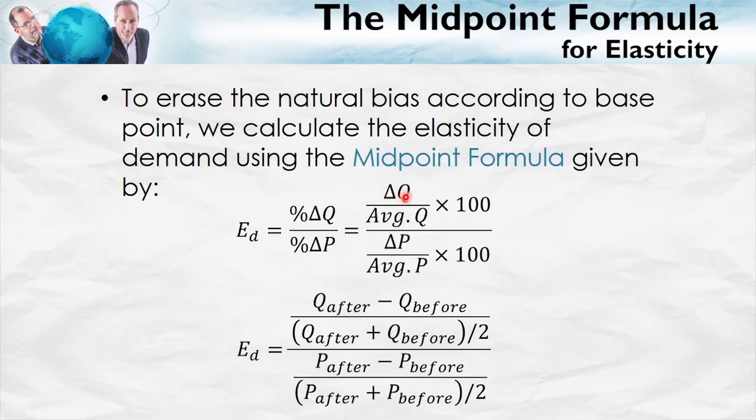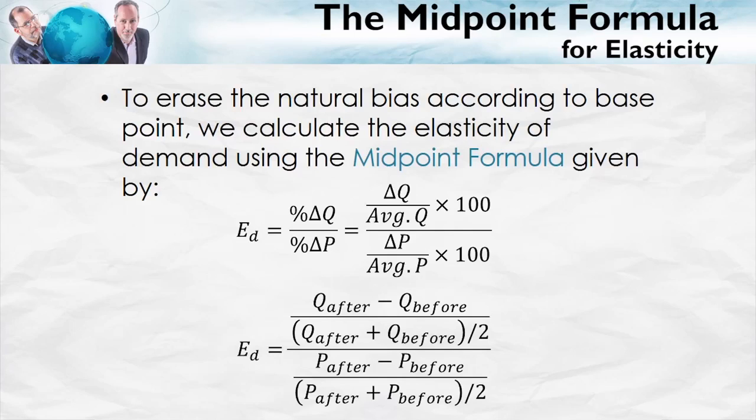The change in quantity, what is the change in quantity? Well, let's suppose we have two quantities. Let's call them after and before. It doesn't matter which one we call after or which one before. So we're going to then expand this to the change in quantity, that's Q after minus Q before, divided by the average, Q after plus Q before divided by 2, divided by the change in price, P after minus P before, divided by the average price, P after plus P before, divided by 2.